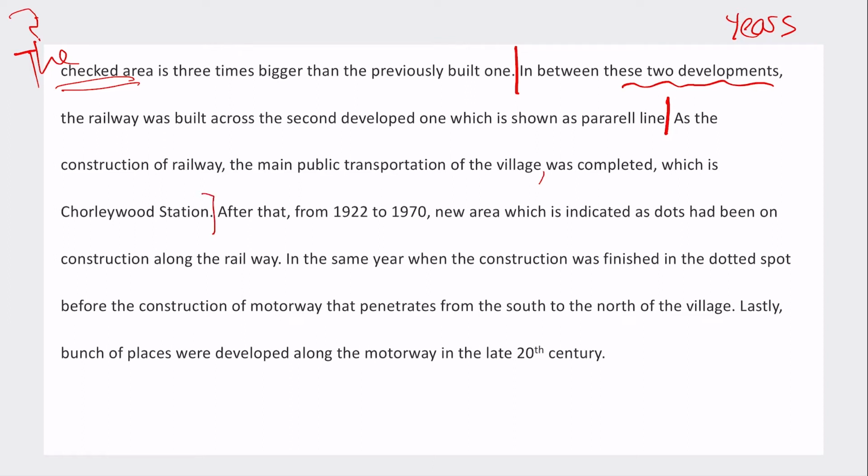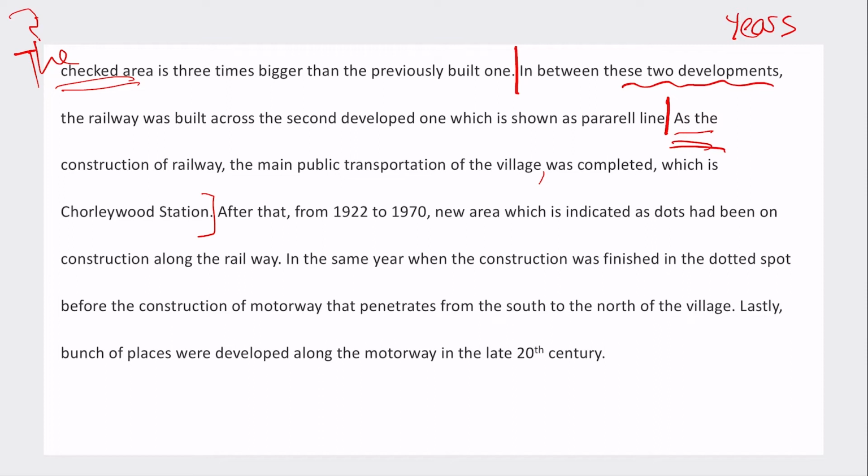This is an incomplete sentence. "As the construction of the railway, the main public transportation of the village was completed, which is Chorleywood Station." Can you hear how I read that? You're missing a second part of the sentence. As the construction of the railway was finished, something else happened, okay? Because you're saying two things happened at the same time.